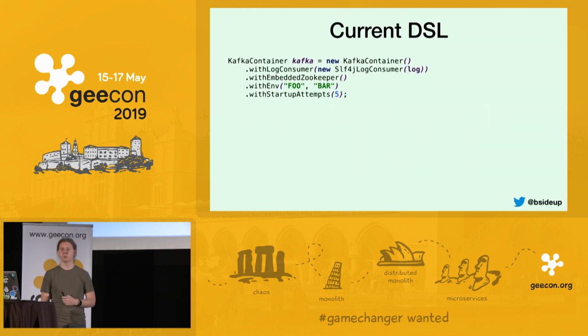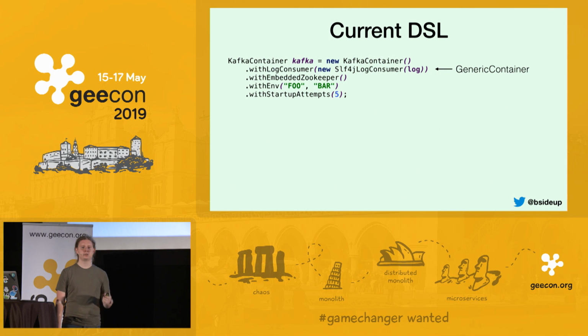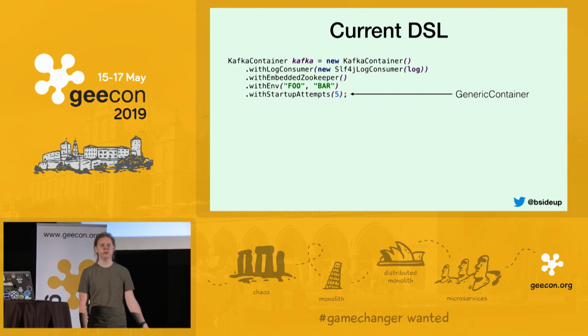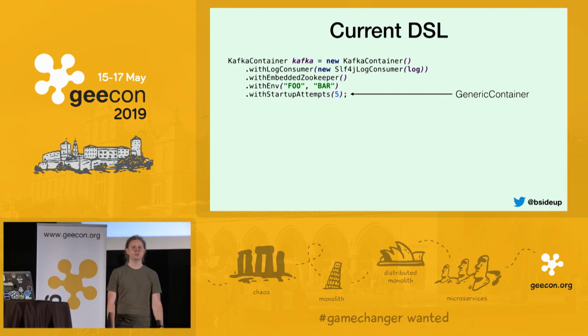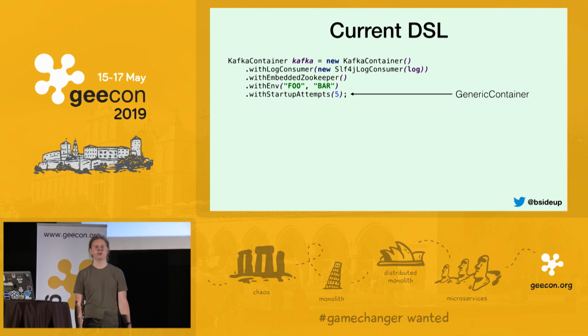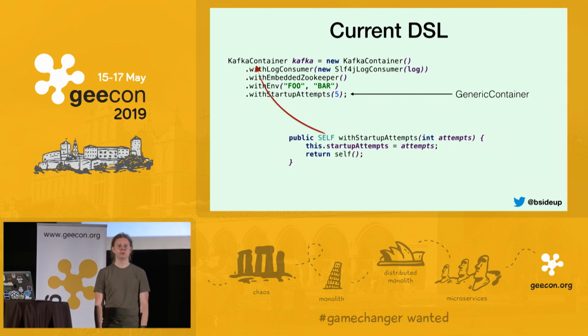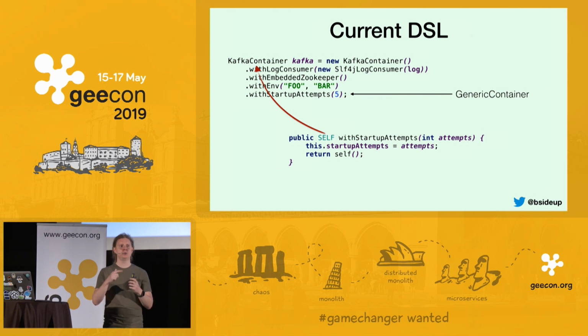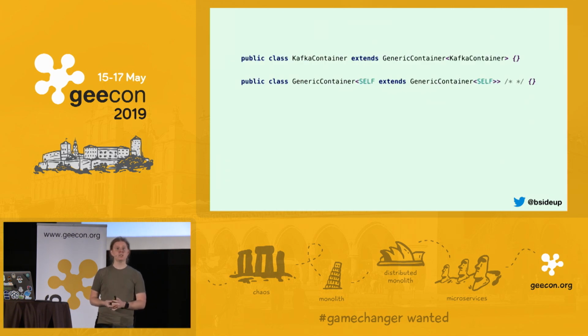So what's wrong with the current one? Current DSL looks like this. And we have methods defined in generic container, in Kafka containers. This one is defined in generic container, and as you can see, the result of withStartupAttempts should be Kafka container, right? So we have to define withStartupAttempts somehow self-type-ish, so that when you chain your method calls, there will be no issues with the resulting type. And this is how it looks when you open Kafka container definition and generic container definition.